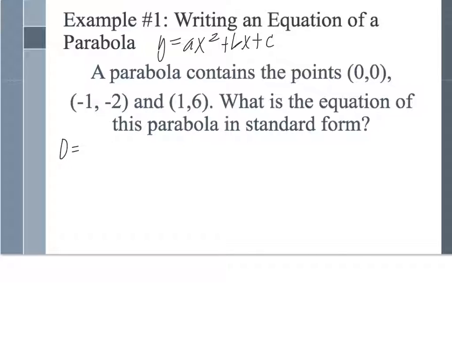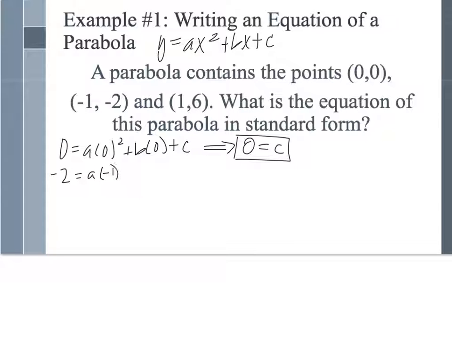So we'll have 0 equals a times 0 squared plus b times 0 plus c. That'll basically tell us that 0 equals c. So that's great. At least now we know what one of our values is. Next we would do (-1, -2). So I would do -2 equals a times -1 squared plus b times -1 plus c. And that will give me -2 equal to, -1 squared is 1, so that's a, minus b plus c.